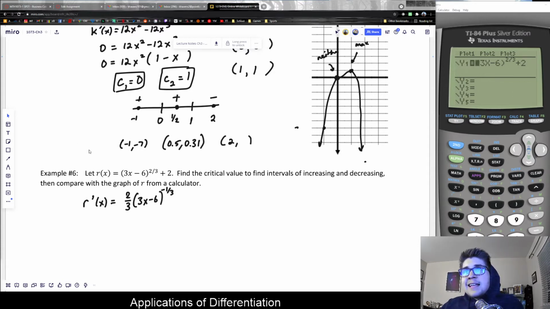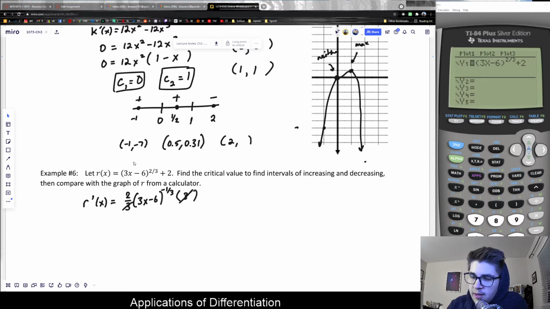Also, remember that since there's something other than just x on the inside, we need to apply the chain rule and multiply by the derivative of the inside as well. So the inside is 3x minus 6. The derivative of 3x minus 6 is just going to be 3. So we can't forget to multiply all that by 3. And then the derivative of 2 is just 0, so that second term will go away upon differentiation. Also, notice we'll have 2/3 times this times 3, so this 3 and that 3 will actually just cancel.